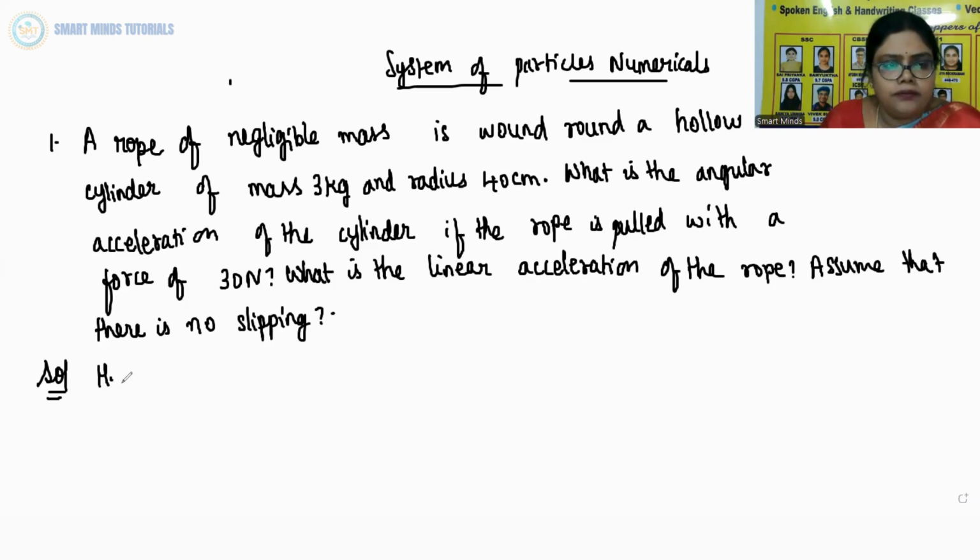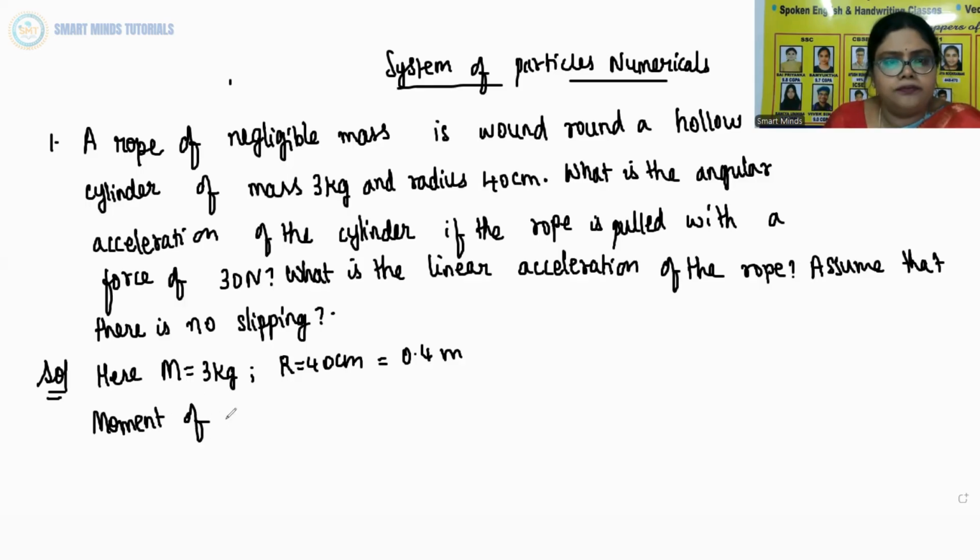So over here, M is equal to 3 kg. So mass is 3 kg and radius is 40 centimeters. We are converting the centimeters into meters. So 40 centimeters is 0.4 meters. Now we will find moment of inertia.